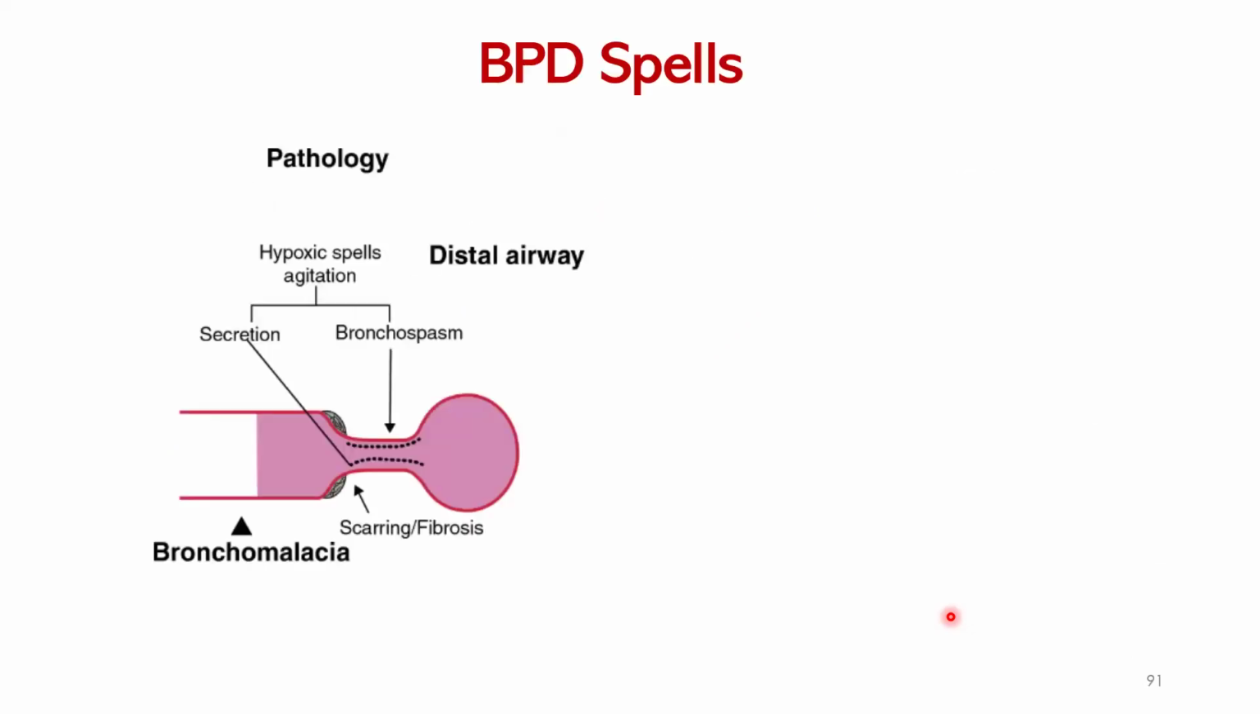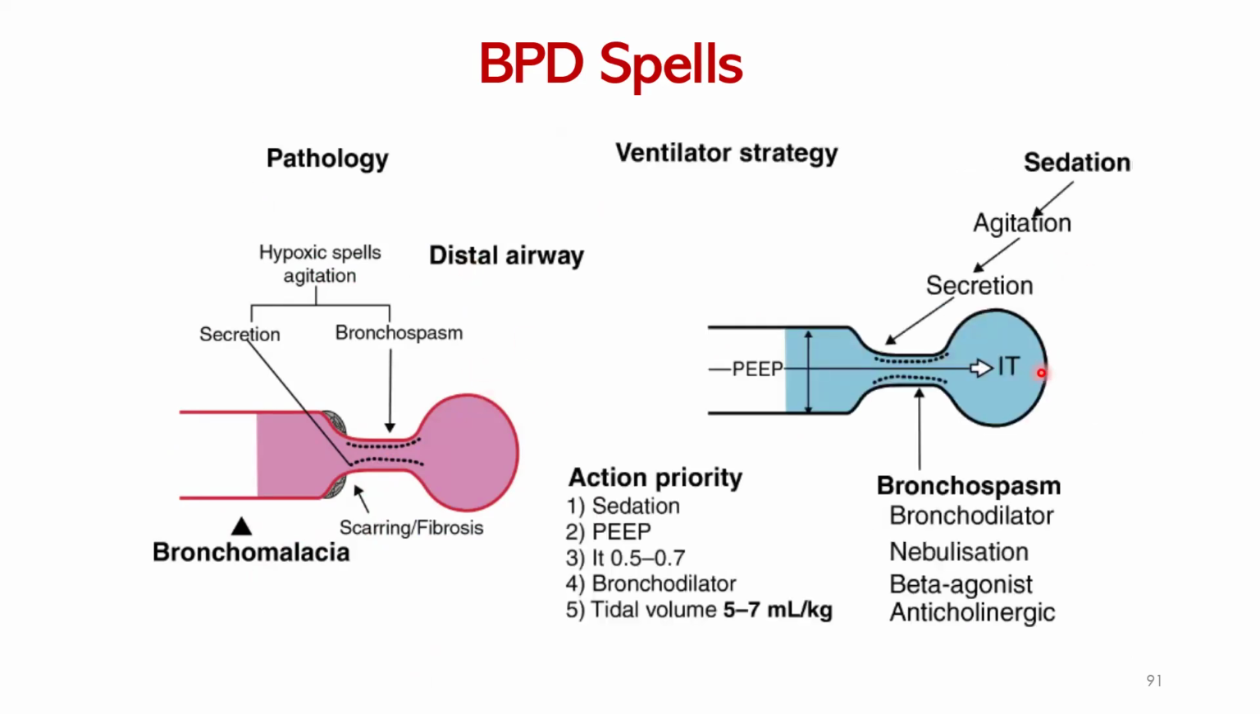Now, one slide about BPD spell. BPD spell pathology, we all know, is because of the bronchomalacia, increased secretion and bronchospasm, and the terminal part is a severe hypoxemic spell, that is called a BPD spell. So for management of the BPD spell, you have to target the pathology. For reducing the secretions, you have to sedate the baby.